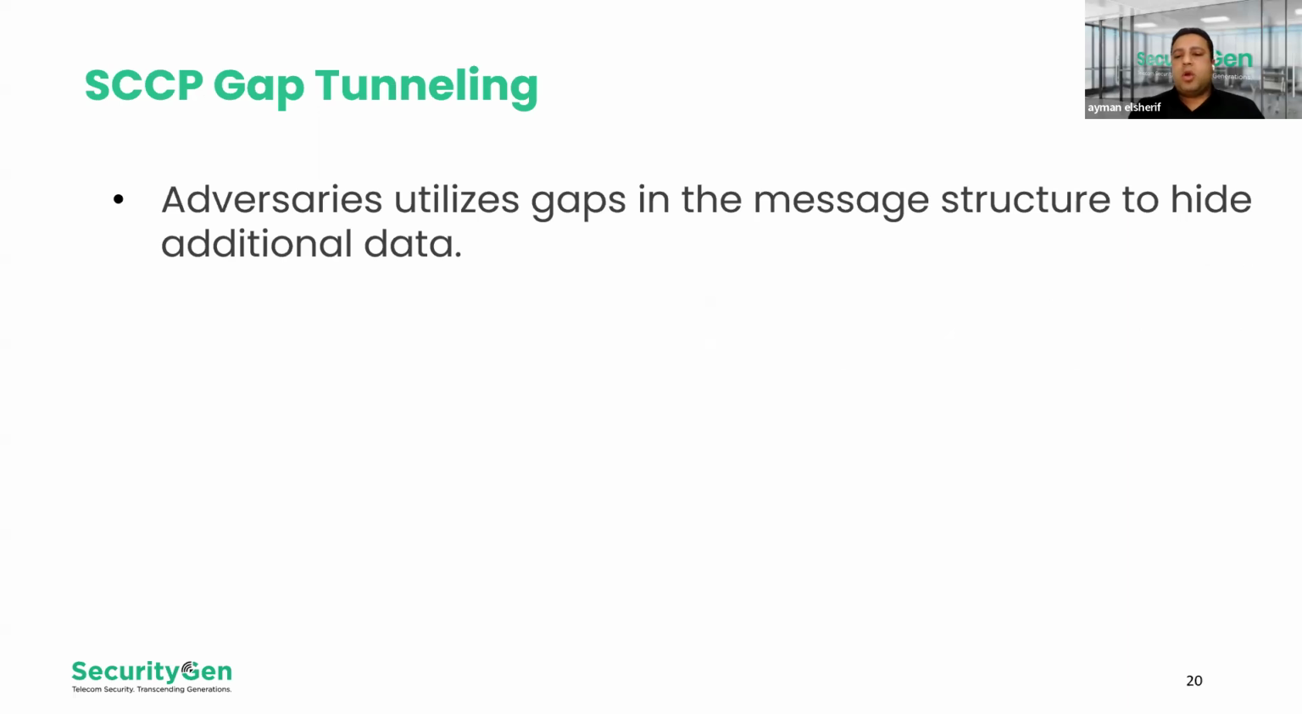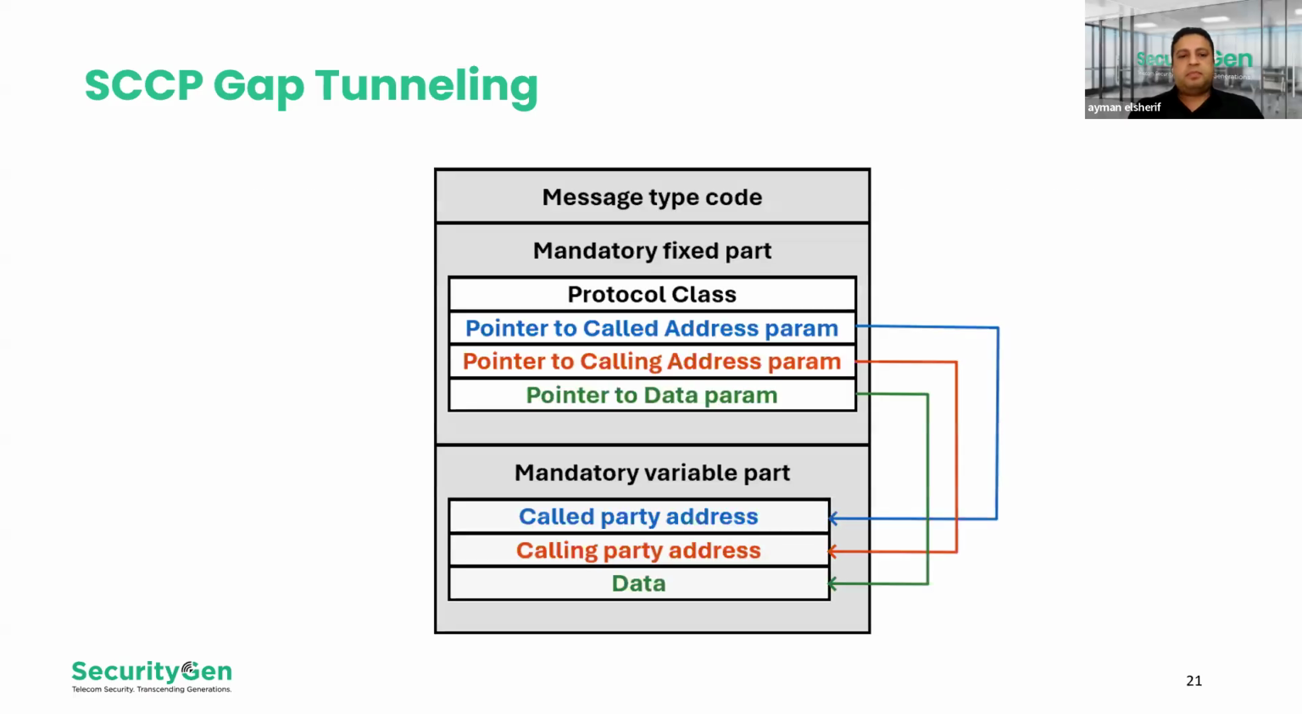The next technique, we call it SCCP gap tunneling. In order to understand how it works, let's have a closer look at the structure of SCCP messages. This is how an SCCP message looks. It consists of multiple parts. The first one is called the message type code, which defines which SCCP message is included in this packet. Then, depending on this code, each message type has a specific format. So for messages that carry upper layer payloads like TCAP and MAP, which is the usual message sent in SS7, it includes two parts.